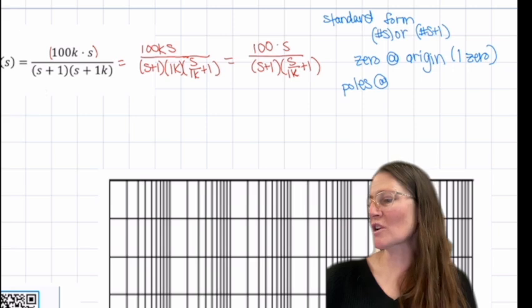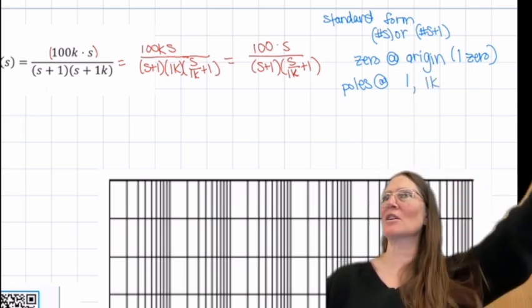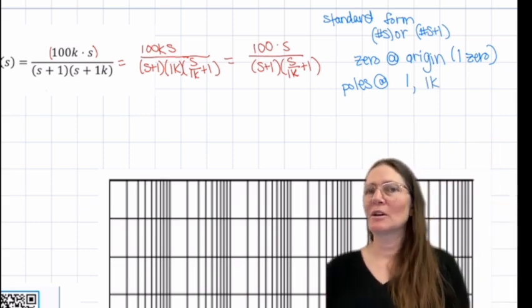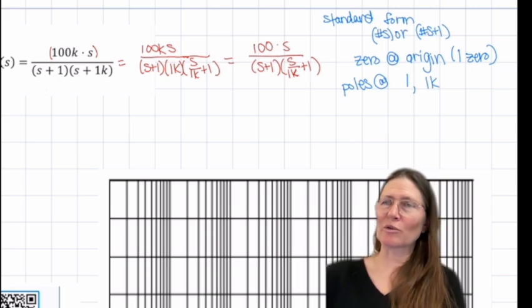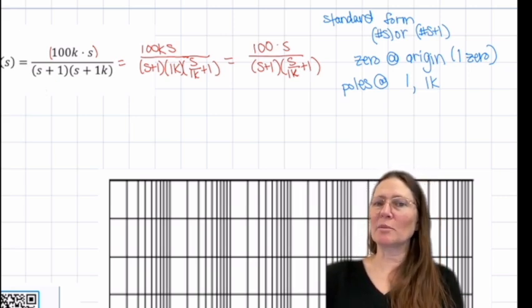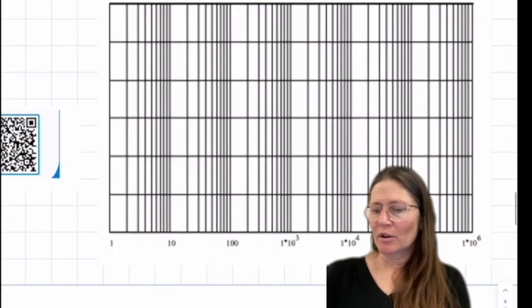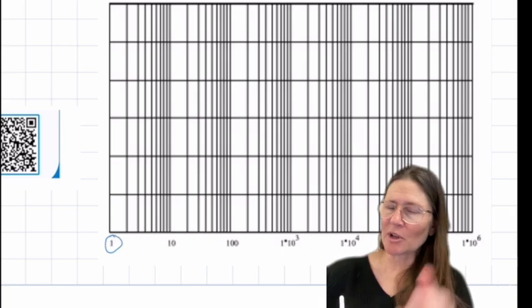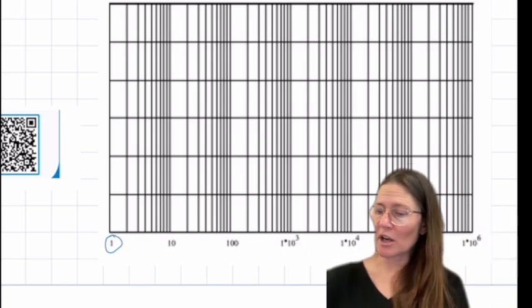Correct. And remember, we don't necessarily write the negatives, because that just means it's on the left side and it's stable. So we just look at the magnitude of those when we're talking about them. So a pole at 1, and a pole at 1K. I'm going to circle that. So 1 and 1K.